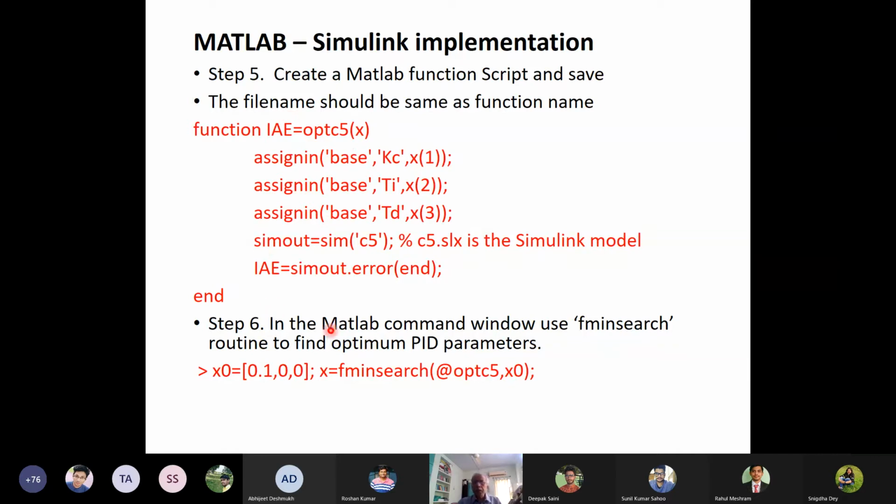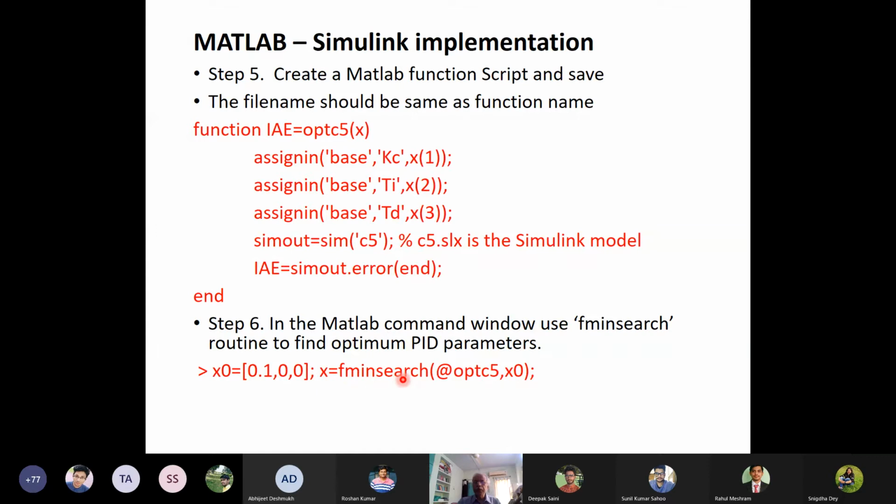Okay. Now in the MATLAB command window, I use the routine fminsearch. There are other routines also. I use fminsearch to find the optimum PID parameters. In this fminsearch routine, we require an initial guess value. So I give an initial guess x0 with the proportional gain as 0.1, and the other values as 0 and 0. Normally you give very small values of proportional gain and the others as 0, and then you start searching for Kc, tau n, and tau d.